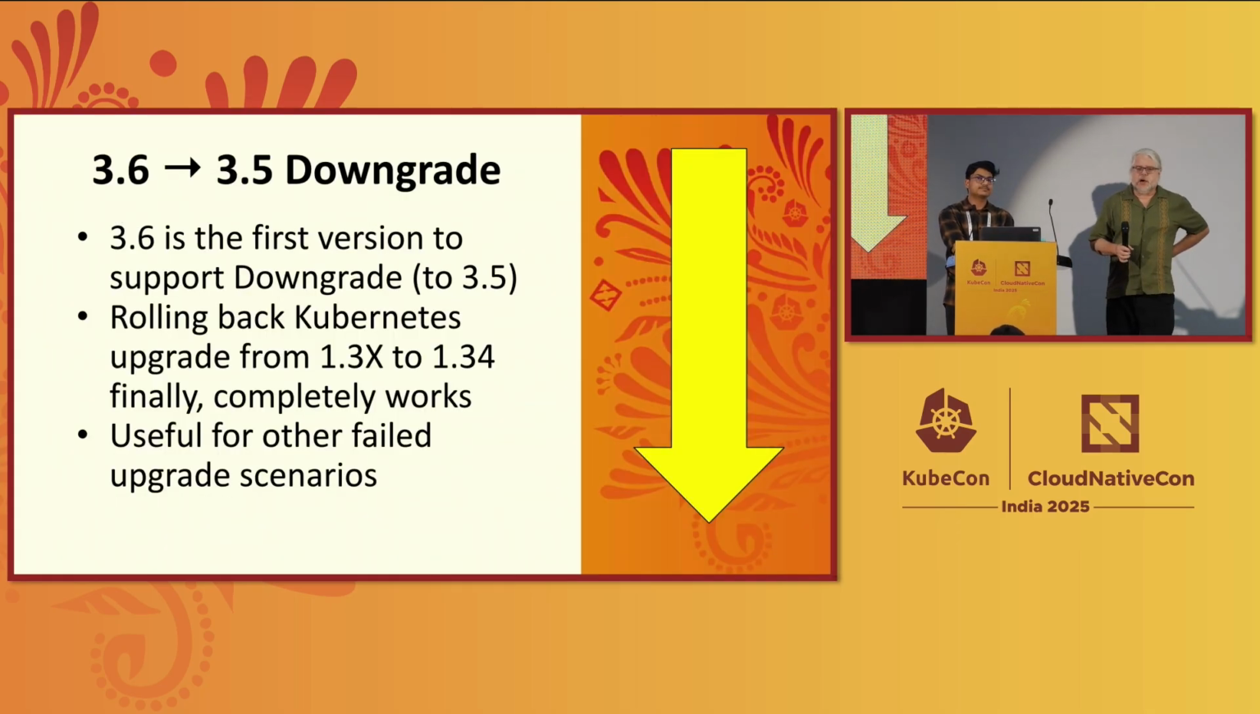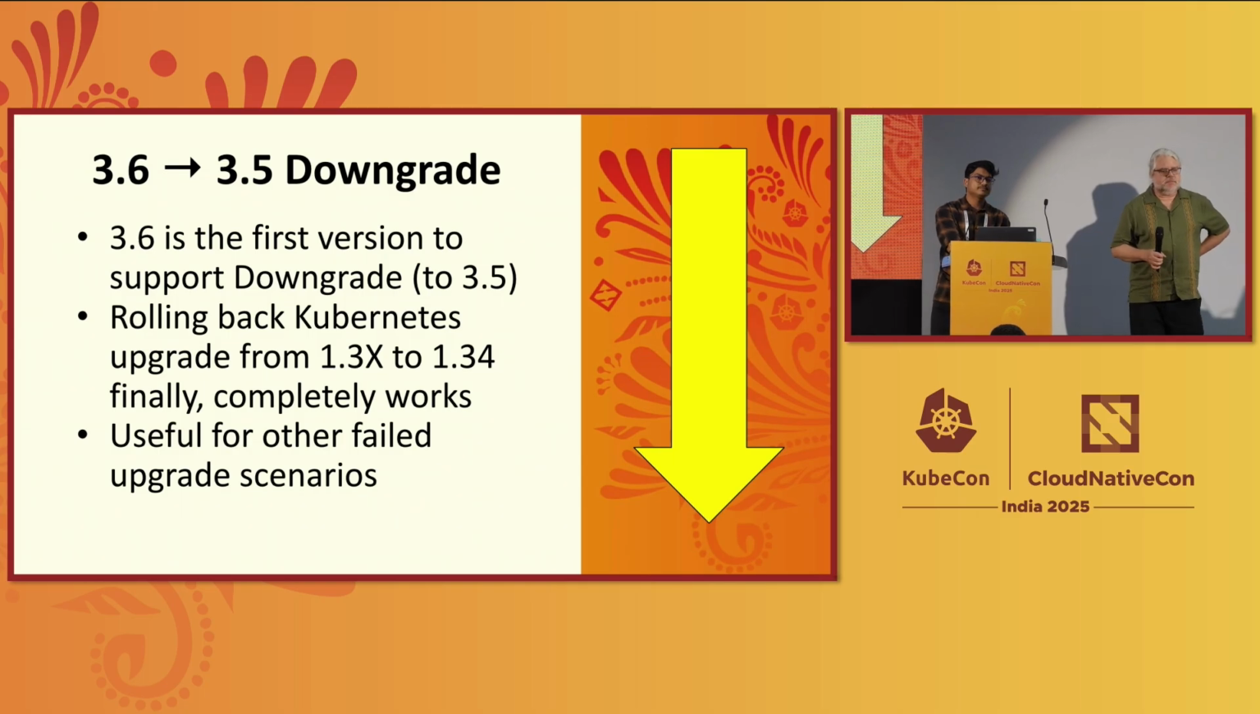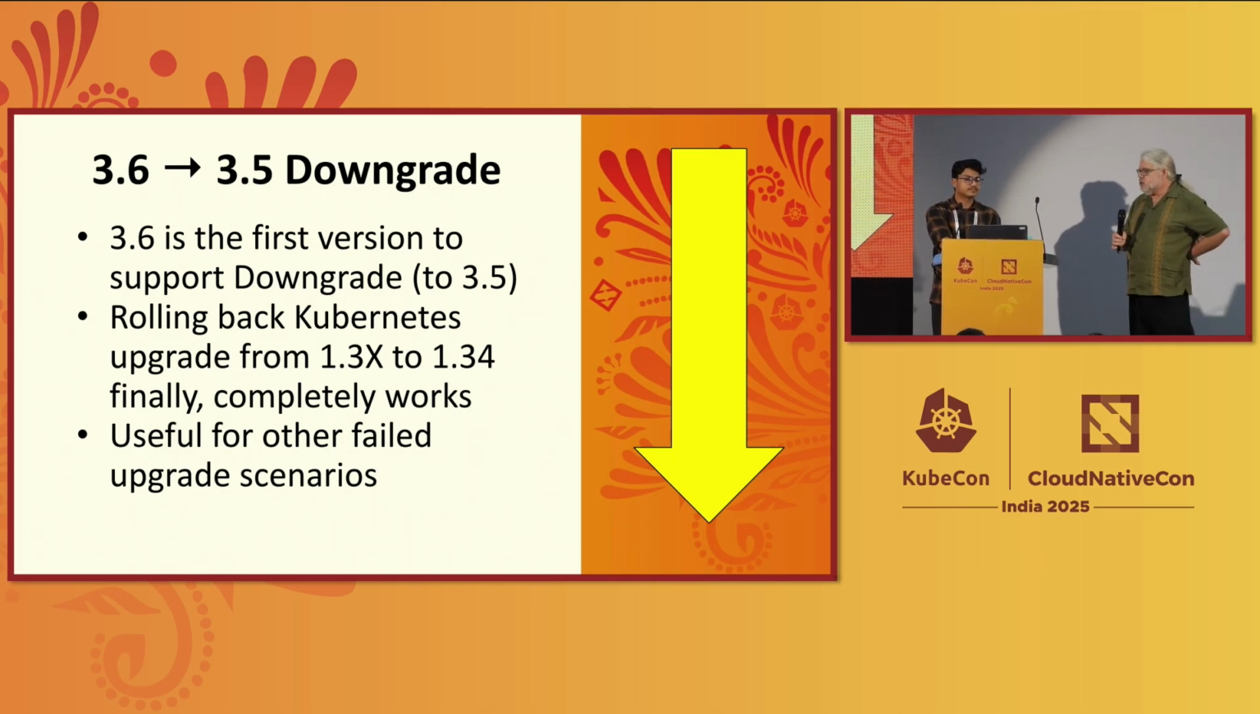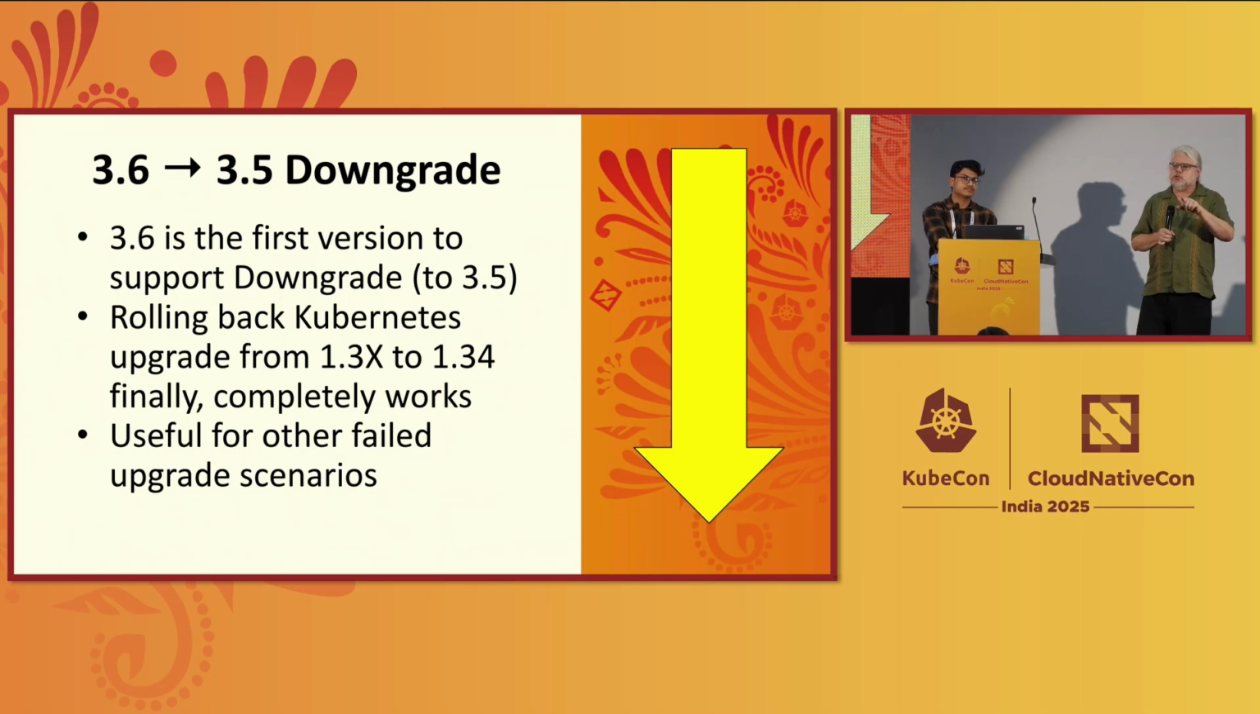So, first major feature, downgrade. This is something people have been asking for a really long time. 3.6 will be the first version to support downgrade, which means you can downgrade to 3.5, and that's it. To understand why this is important, how many people here have started upgrading Kubernetes and then run into trouble and had to stop? Anybody? Yeah, I've got a couple of people, right?